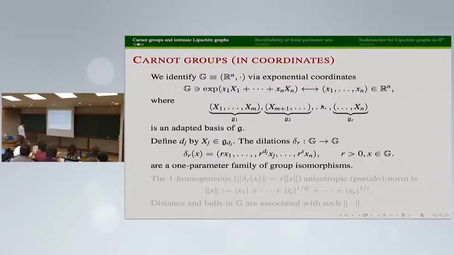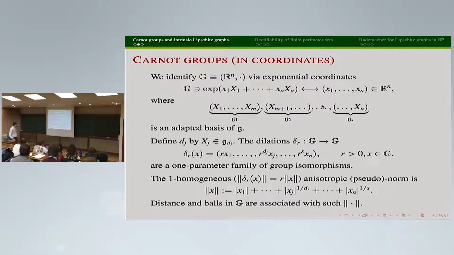Then we have dilations, which through this identification read as follows. On the jth layer, a dilation by a factor r acts like r to the power d_j times the coordinate. So on the layer of degree d_j, the dilation acts as a multiplication by r to the degree.